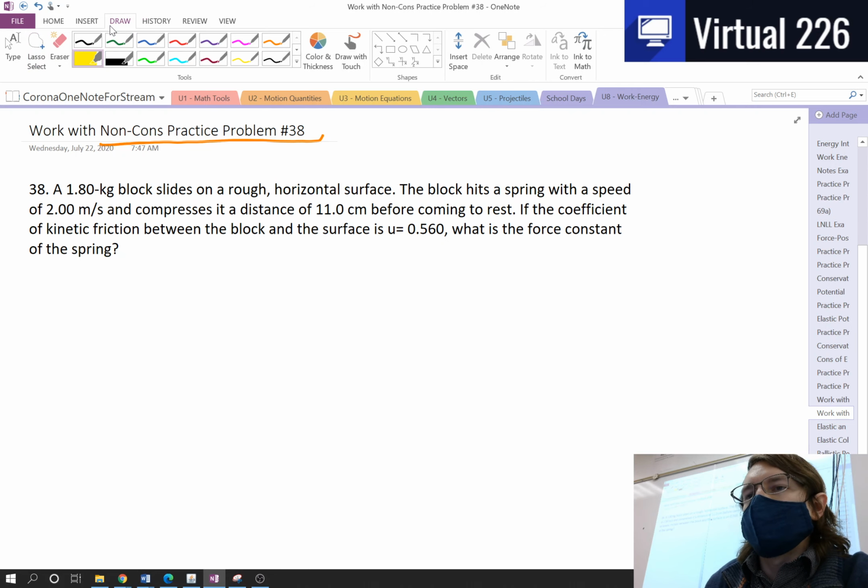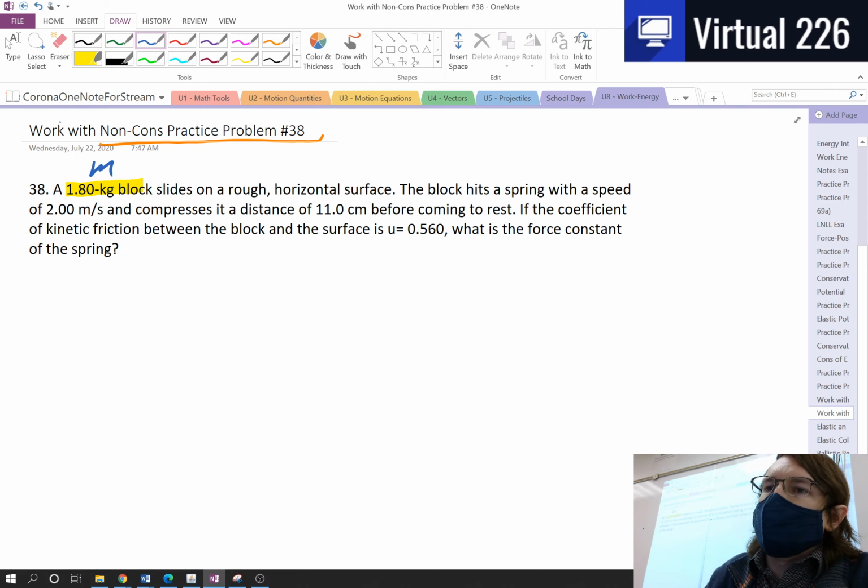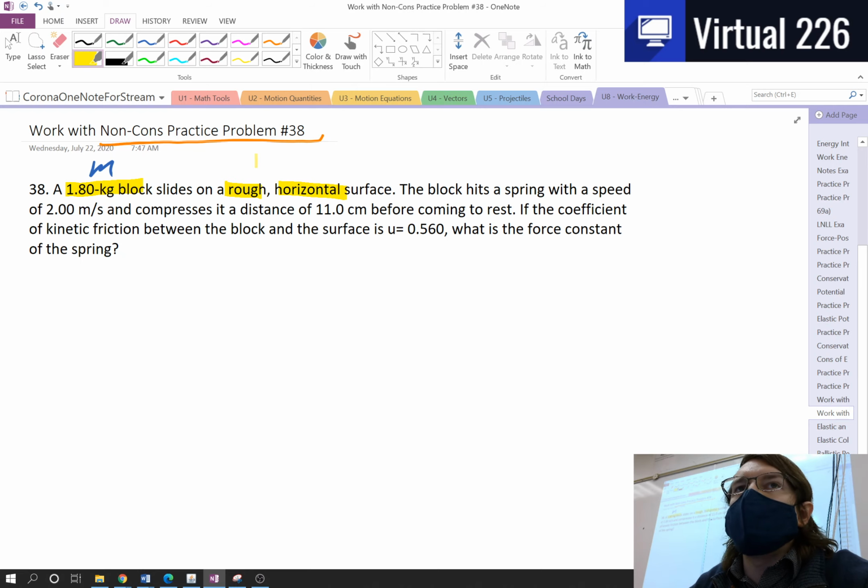In this problem, we have a 1.8 kilogram block, so we've got a nice mass here, and it's sliding on a rough horizontal surface. And while that surface is rough, that means there's going to be some friction. Non-conservative. The surface is at least horizontal, so we don't care about gravitational potential energy. It's not going to be a factor for us.